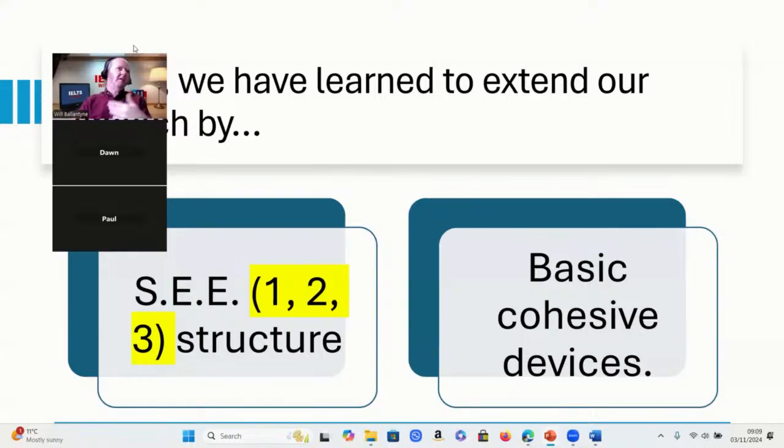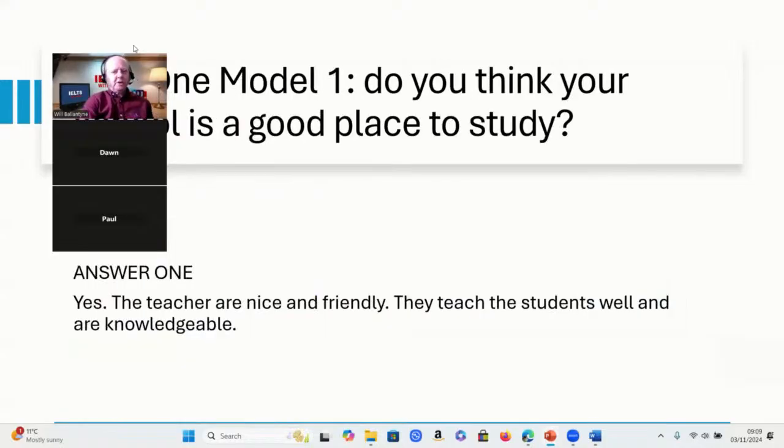So that's why you say because, it joins the sentence together. And why? Because then it makes your sentences longer, makes you speak a bit longer and more fluently. So that's what we looked at, and we compared some of these. So there's one of them about study. Do you think your place or your school is a good place to study?